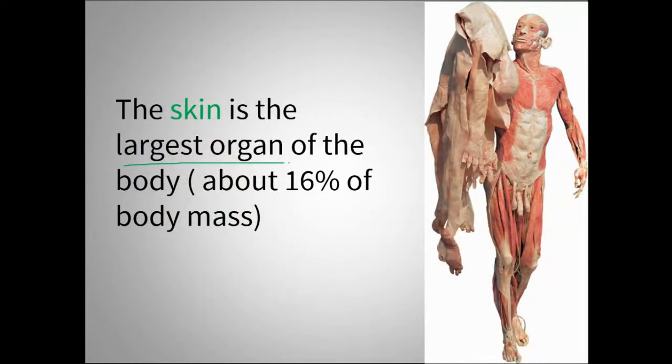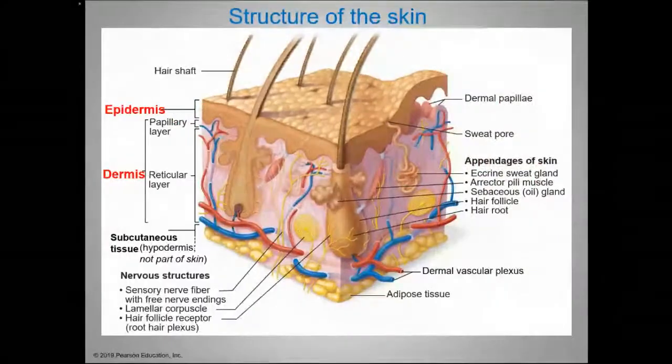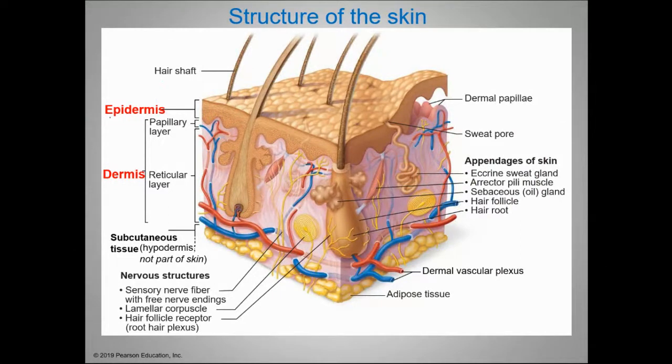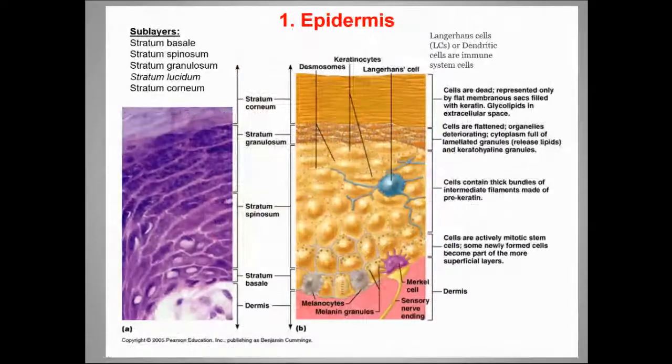And the skin is the largest organ of the body. Okay, this is kind of important. It's really huge in terms of the area that it covers. And when we talk about skin, there are two areas that we recognize, the epidermis and the dermis, okay? Let's look at the epidermis first. And unfortunately, you have to know all these layers in the epidermis. They're kind of important, okay?